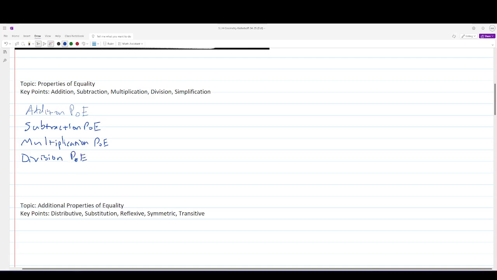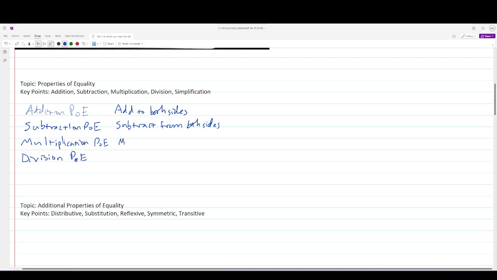So all of these are basic tools that we use, and they only work with equations. So addition POE is where we add to both sides. Subtraction POE is where we subtract from both sides. And technically, we don't really need the subtraction POE because if you're subtracting from both sides, you could just frame that as adding a negative number. But typically, if we're doing -4 on both sides, we call that subtraction POE rather than addition POE.